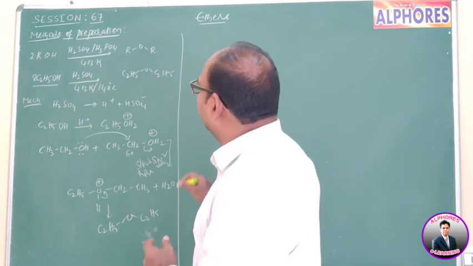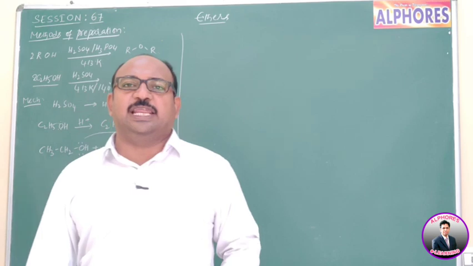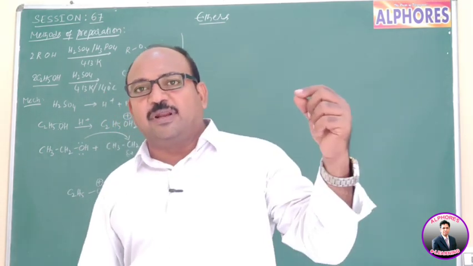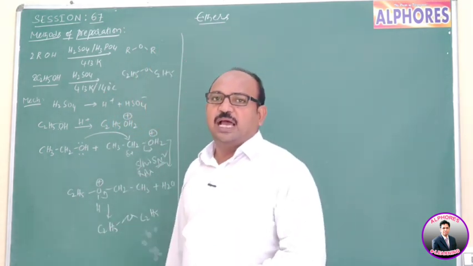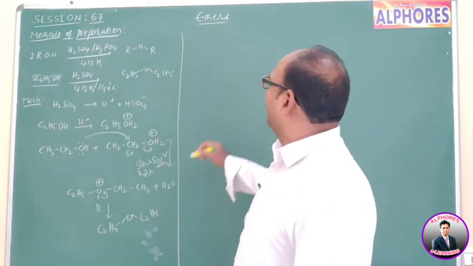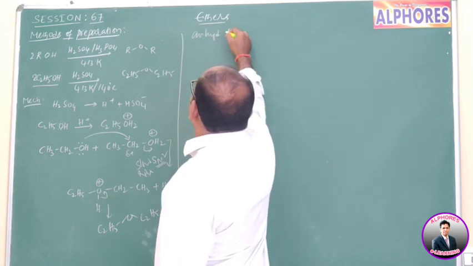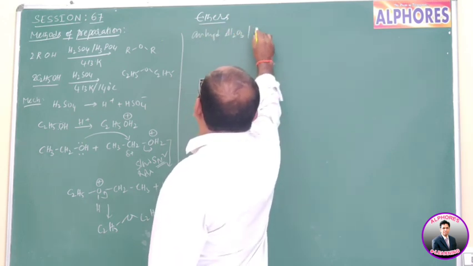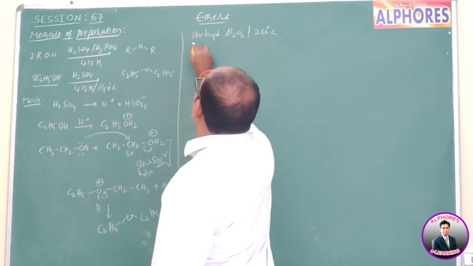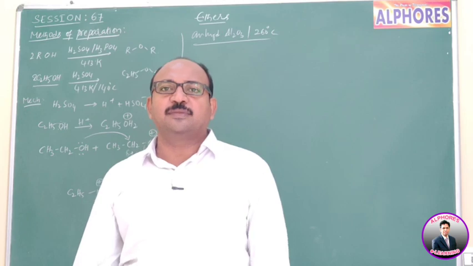Now, not only acid catalyzed dehydration, there are other methods of dehydration also. One familiar method is anhydrous Al2O3. Heating with anhydrous Al2O3 at 260 degrees Celsius, alcohols undergo dehydration.